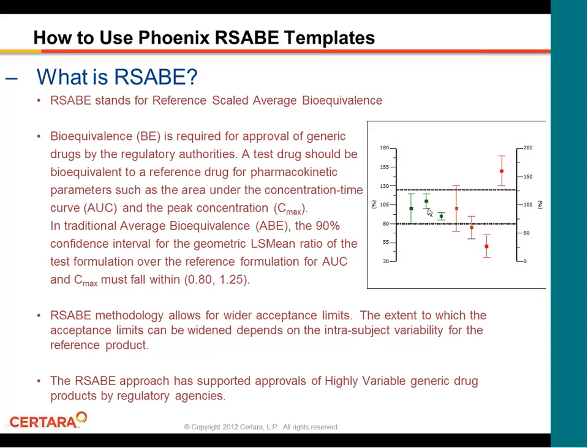So reference scaled bioequivalence methodology allows for wider acceptance limits. So you can imagine here that these lines, instead of being at 80 and 125, are now wider, and therefore some drugs may now be considered bioequivalent. The extent to which these acceptance limits can be widened depends on the intra-subject variability for the reference product. And this methodology has supported several approvals of highly variable generic drugs by regulatory agencies.